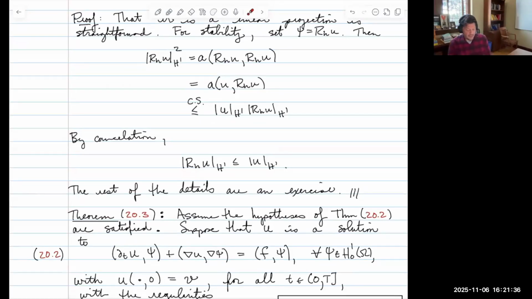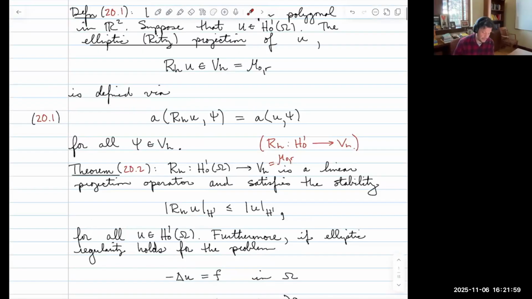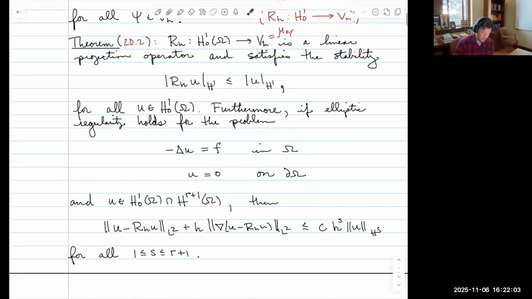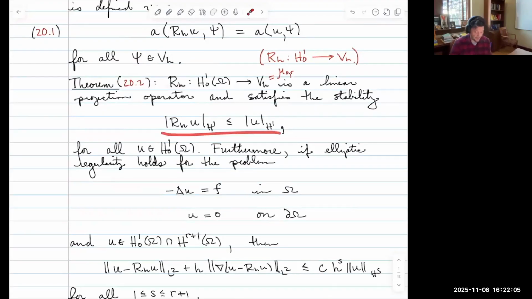Now, the only way I can't divide both sides by that is if RHU is equal to 0, but I'm going to assume it's not equal to 0. Or I guess it could be a constant as well. I'm going to assume that this norm is not equal to 0 so that I can use cancellation. And if I do, I get this, which is precisely equal to the stability that I claimed. That's the stability I claim.